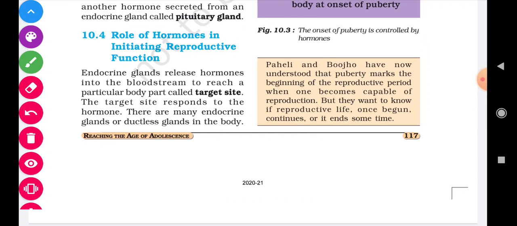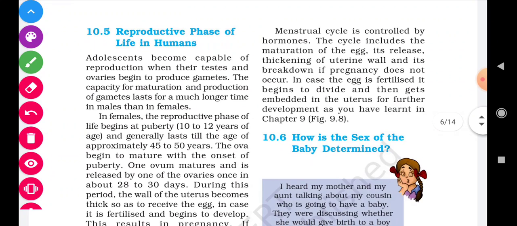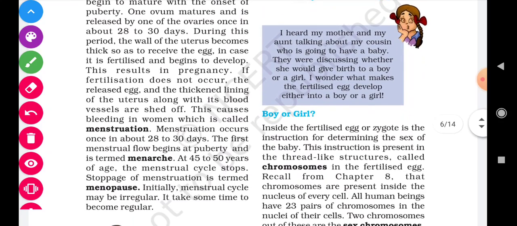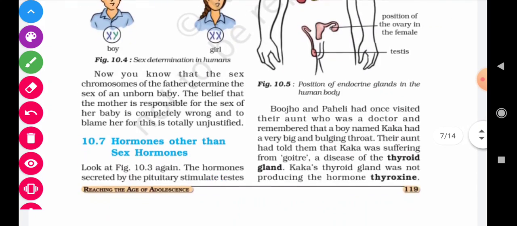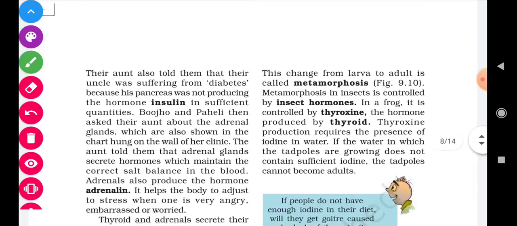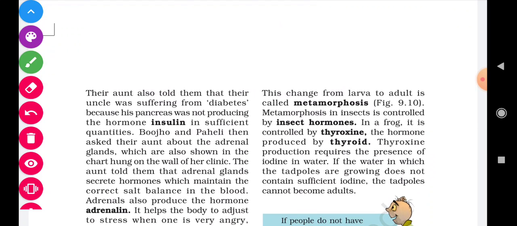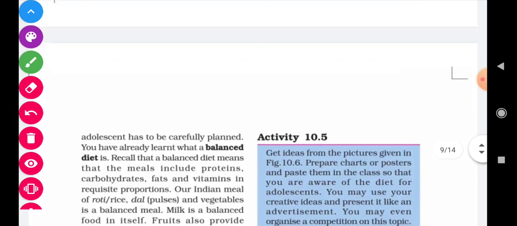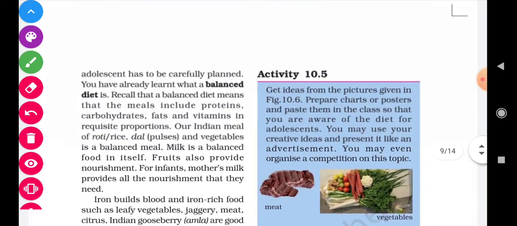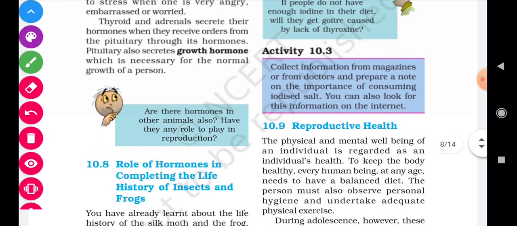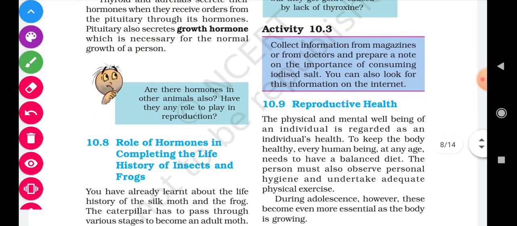After that, the role of hormones in initiating reproductive function, the reproductive phase of life in humans, and how the sex of the baby is determined, whether he is a boy or she is a girl. And then hormones other than the sex hormones, in which we have discussed insulin and the thyroxine hormone, which are responsible for the diseases diabetes and thyroid. So this is all about the previous lecture.